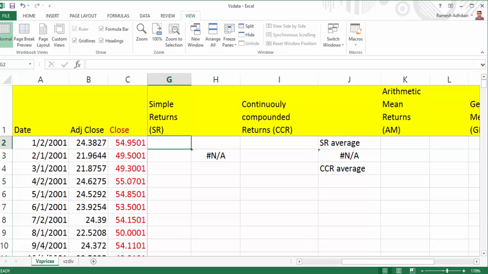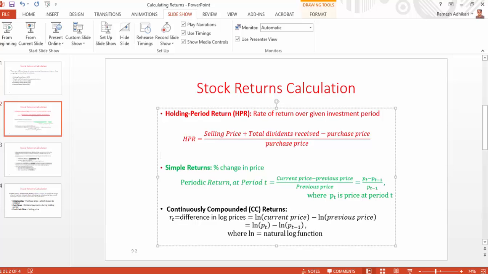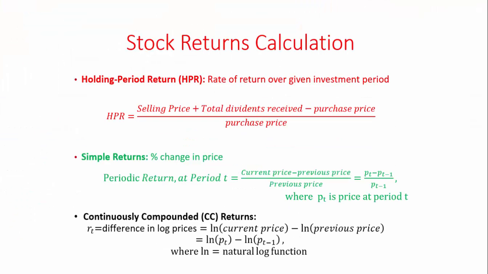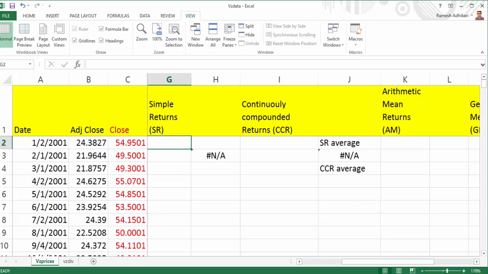Now let's learn how to calculate simple return. Let's go to our PowerPoint slide here, and as you can see, to calculate simple return, it's the current price minus the previous price over the previous price, right? The first date we have is January 2001, so we don't have a price earlier than that. To calculate the return for that period, we need the price one month prior. Since we don't have it, we cannot calculate the simple return for the first month. We can only calculate simple return from the second period.